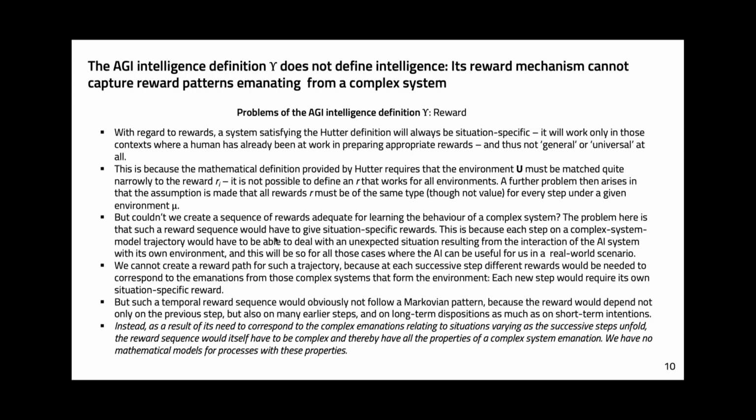So you cannot predefine a reward path or trajectory, because at each step, a different reward would be needed to correspond to the emanations from the complex systems that form the environment. So that has to do with the evolutionary character of complex systems. And such a temporal reward sequence would obviously not follow a Markovian pattern.